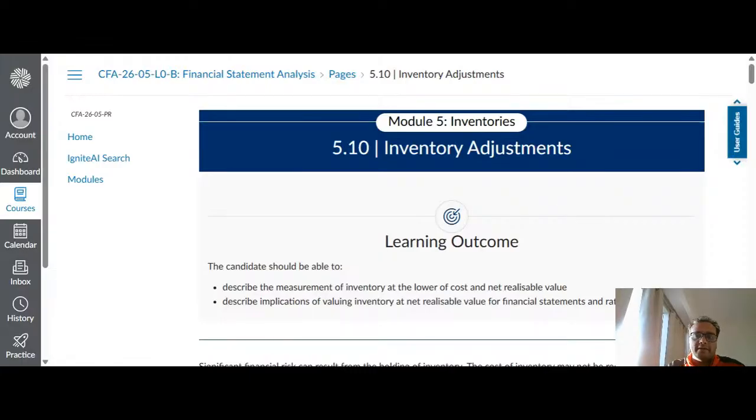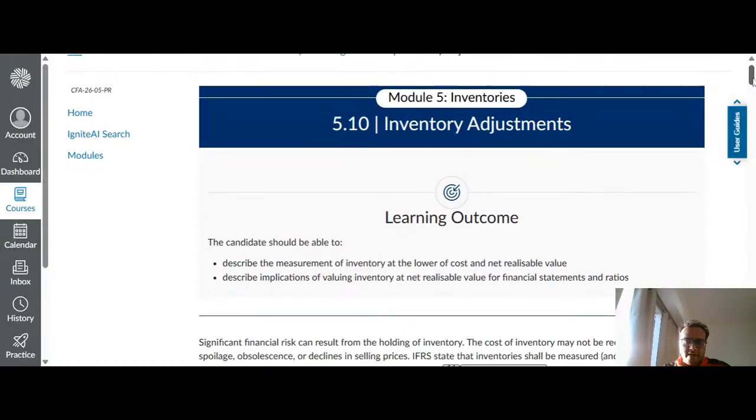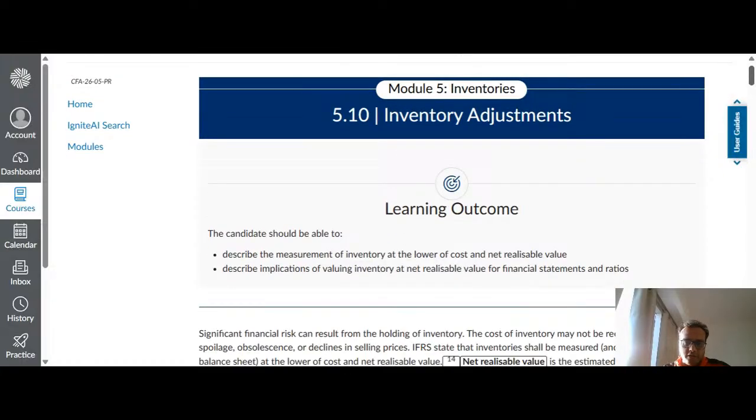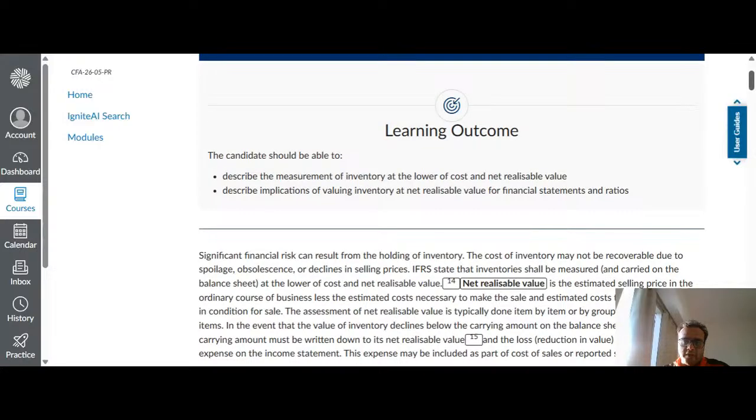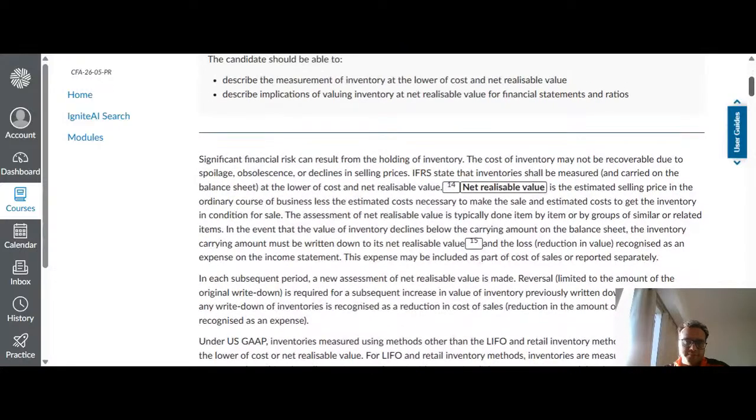Coming on to the new topic, which is inventory adjustments. Now, what do you need to be assured of when you're doing inventory adjustments? Describe the measurement of inventory at the lower of cost or net realizable value. Describe implications of valuing inventory at NRV for the financial statements and ratios.